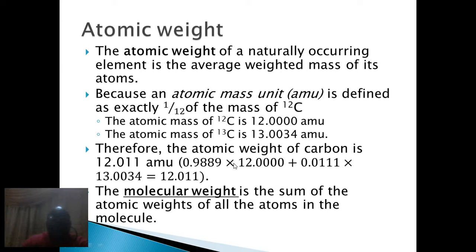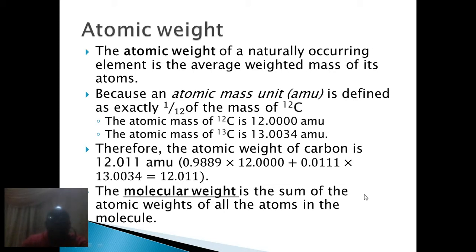So the atomic mass of carbon as an element is the cumulative average of the atomic mass of carbon-12 and carbon-13. That's why you have this calculation. Therefore, the atomic weight of carbon is 12.011 AMU, which is obtained by multiplying the percentage abundance of carbon-12 by its mass and the percentage abundance of carbon-13 by its mass, to give us the average of 12.011, which we normally approximate as 12.